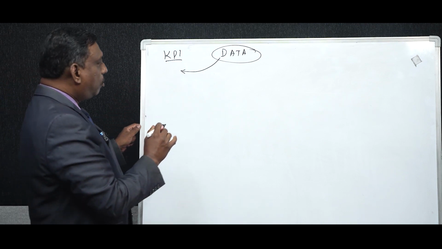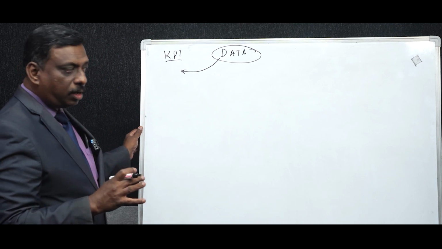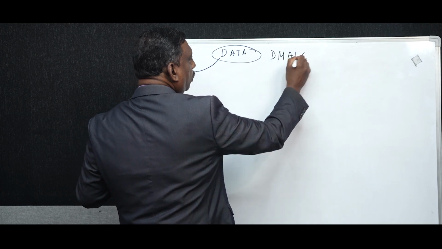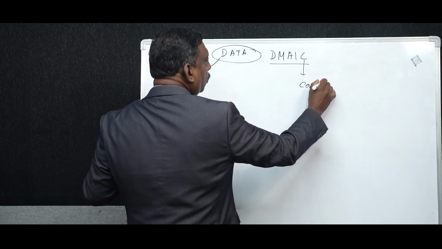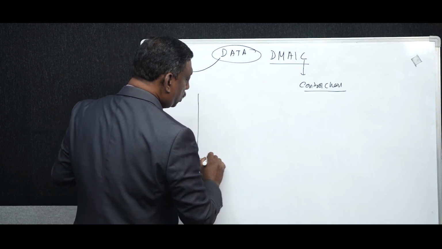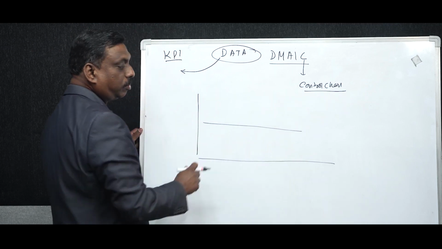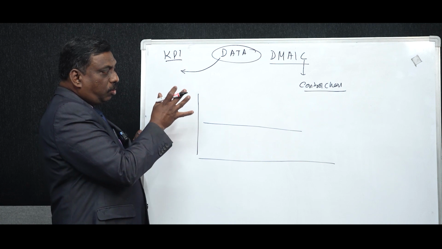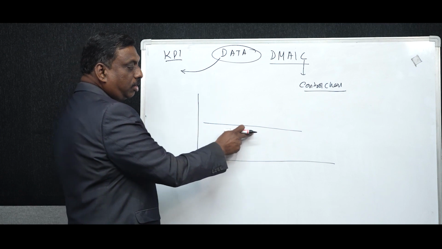Whenever you want to implement Six Sigma in any area of the hospital, we use a process called define, measure, analyze, improve and control. The last part of this is called the control chart. When you have a control chart, you know that this is the standard you want to achieve. But when you collect the data, those data may not be in line with these activities.